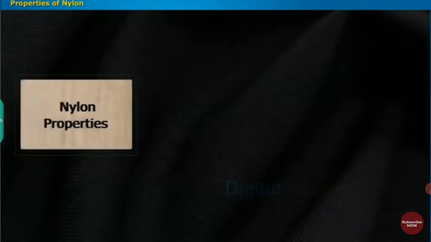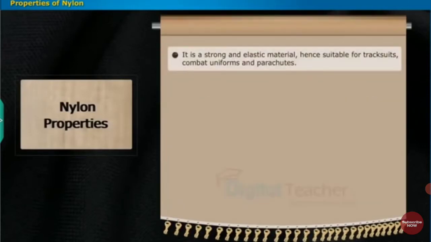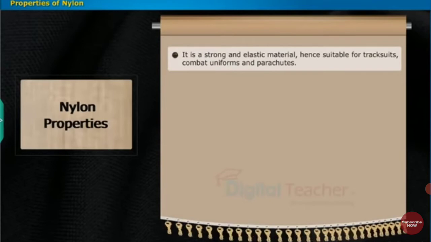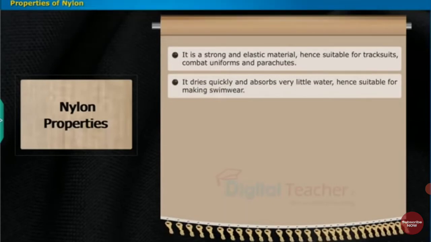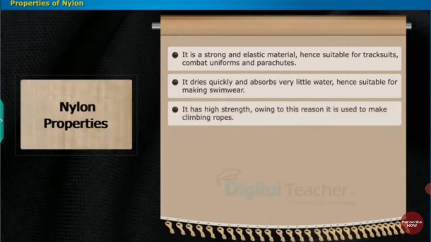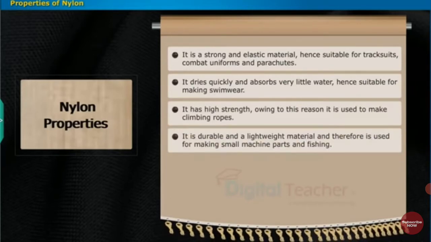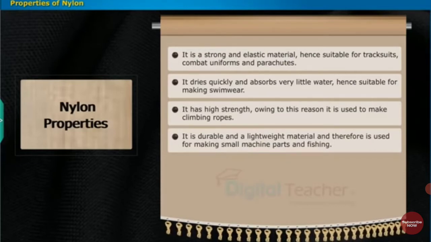Now, let us discuss the properties of nylon. It is a strong and elastic material, hence suitable for tracksuits, combat uniforms, and parachutes. It dries quickly and absorbs very little water, hence suitable for making swimwear. It has high strength, and owing to this reason, it is used to make climbing ropes. It is durable and lightweight, and therefore is used for making small machine parts and fishing nets.